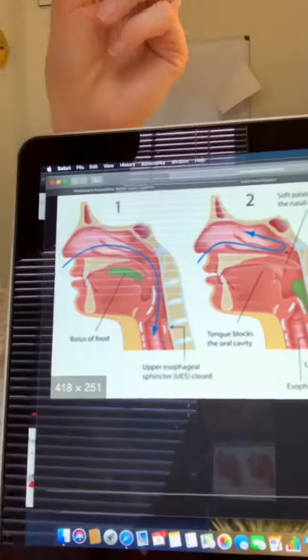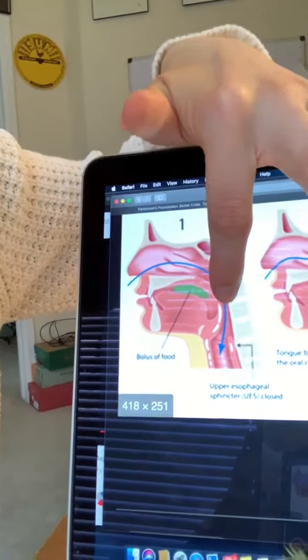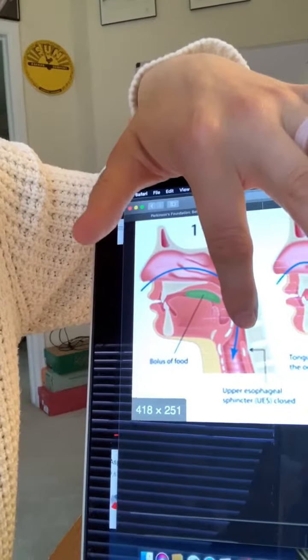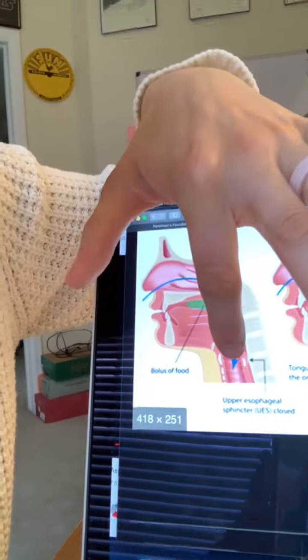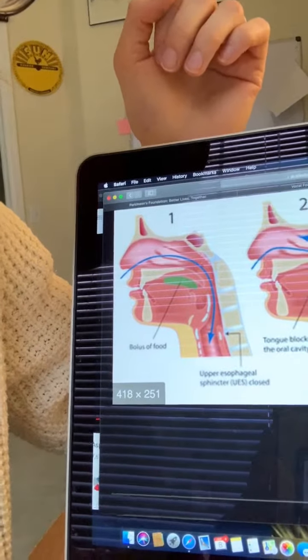This is your larynx, or where your air goes. Okay, so when you have penetration, what's actually happening is this bolus is not going into the esophagus, but it's actually going into that trachea there. So that's what's happening while it's aspirating.